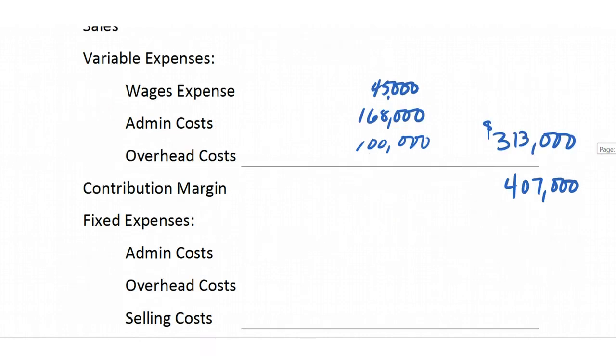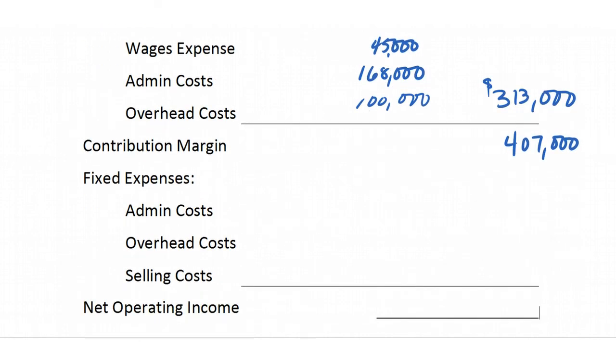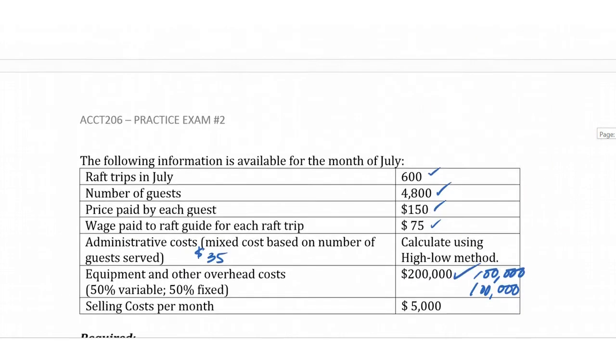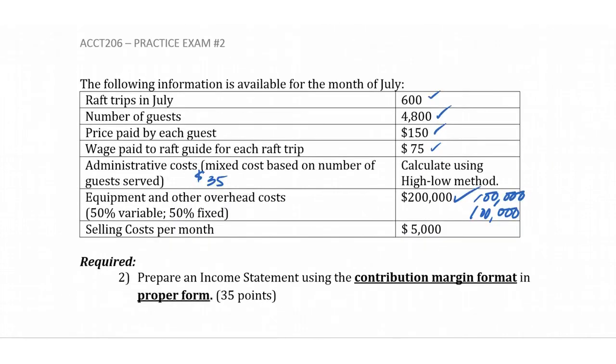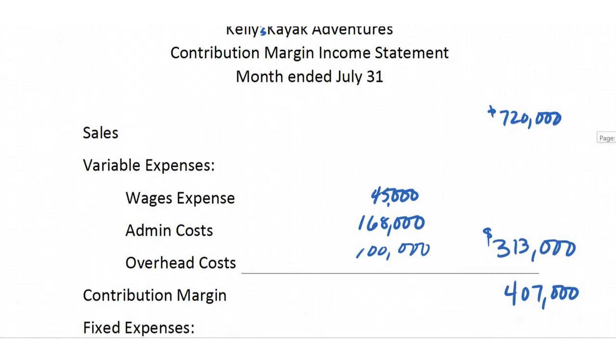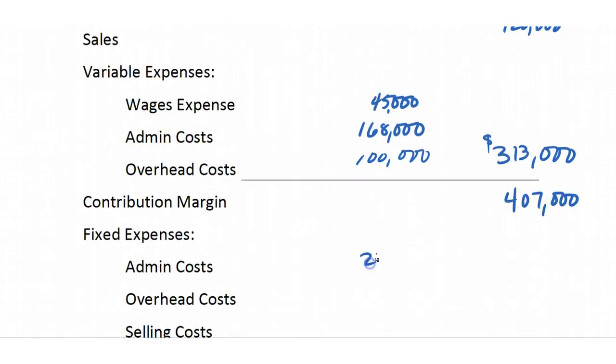Now I'm going to see what my fixed costs are. So I'm going to scroll back up here again, and remember the administrative cost was $35 per guest plus 230 of fixed costs. So we know administrative fixed cost is 230. Again, I've got a list, so I'm going to total them and then carry it over.